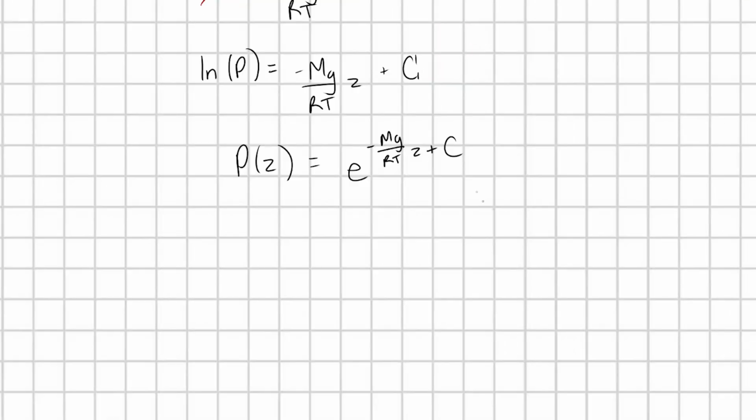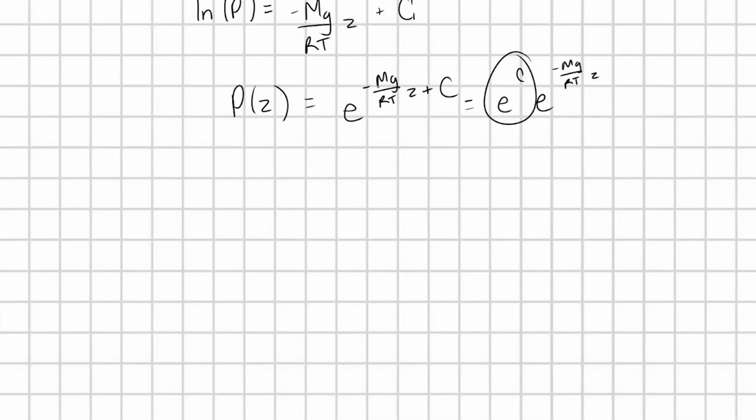And let's remind ourselves for exponentials that we can write this as e to the c times e to the minus mg over rt z. And once again, e to a constant is just another constant. So again, I'm going to recategorize this constant yet again. So this is still another constant times e to the minus mg over rt z. And this is just our pressure as a function of the height.